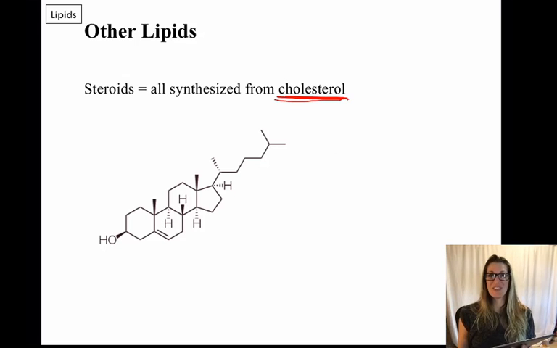And we tend to think of cholesterol as a really bad thing. But you have to have cholesterol in your body in order to synthesize the steroids. As we talk about the rest of the body, particularly the endocrine system, you'll see how critical steroids are to the functioning of your body.